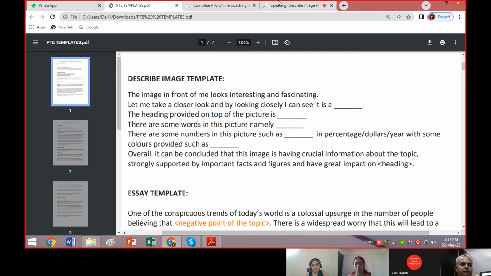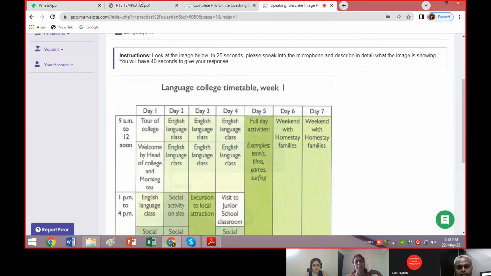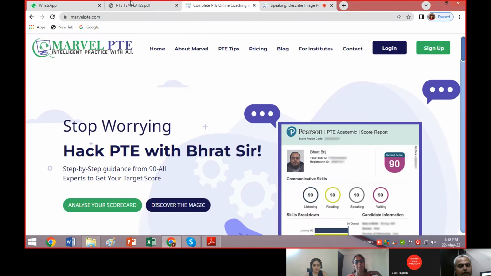Now, this is how describe image can be done very easily, and this is a general type of template which will fit with all those things. So it will definitely be helpful in all cases. Okay. Now let's move on further and try to understand what other things are there.